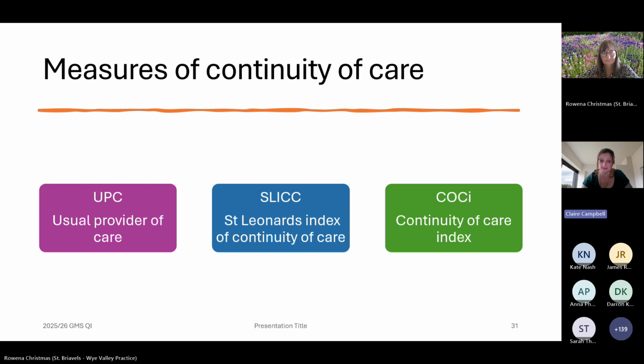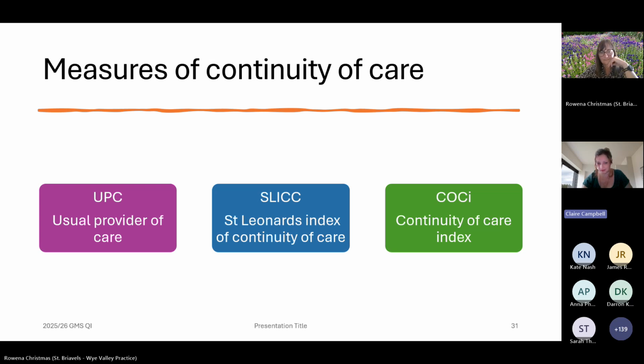This measure is for practices operating or moving towards personal lists, but it can also be useful for looking at small cohorts of patients. And then there's the Continuity of Care Index, which is a measure of dispersion of visits. This uses frequency of visits to each care provider. It rewards having fewer providers, which makes it a useful tool for micro teams.